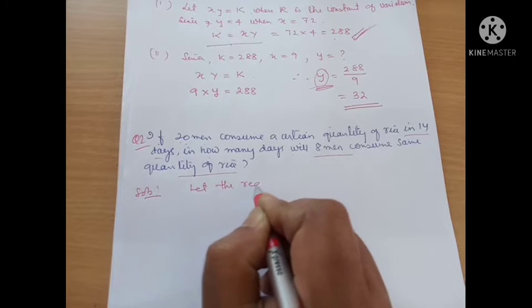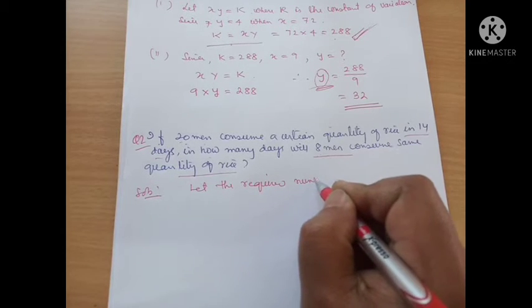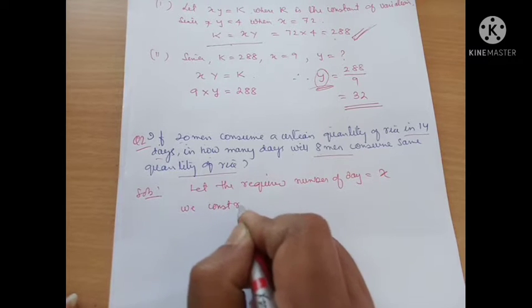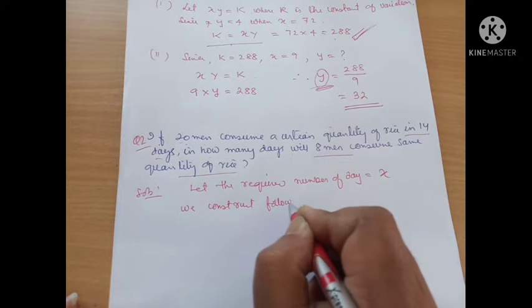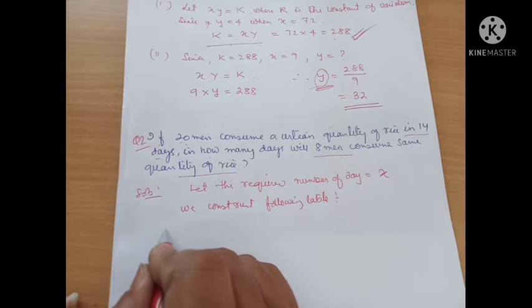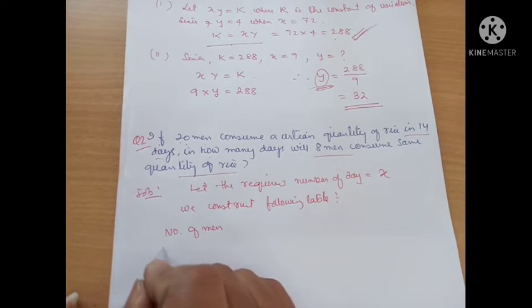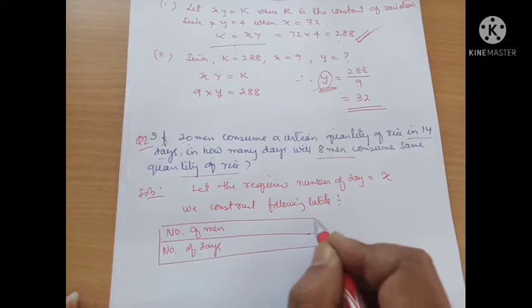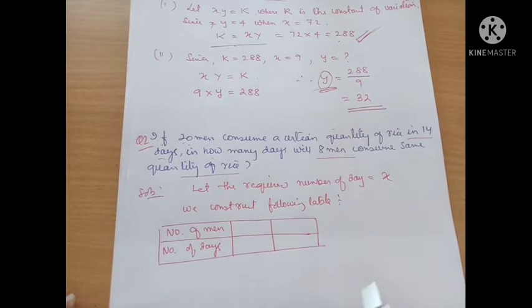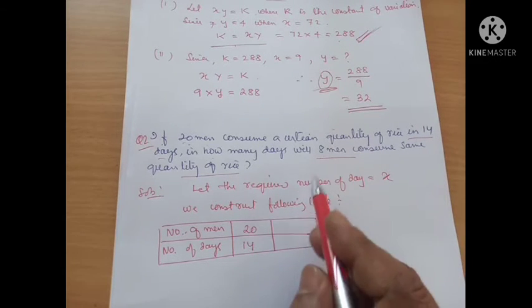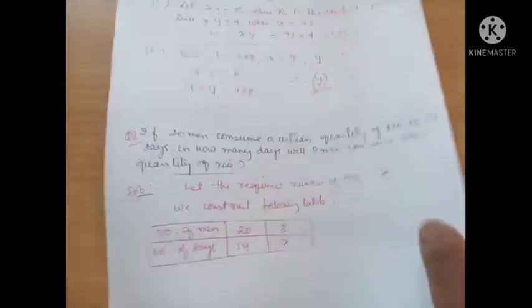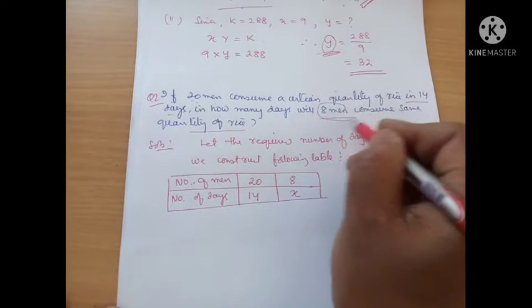So in the solution, let the required number of days be x. Now we have to construct one table, with the number of men and the number of days. When there are 20 men, they consume the quantity of rice in 14 days. What about 8 men? We don't know the number of days, so we are going to find it out by using this table.